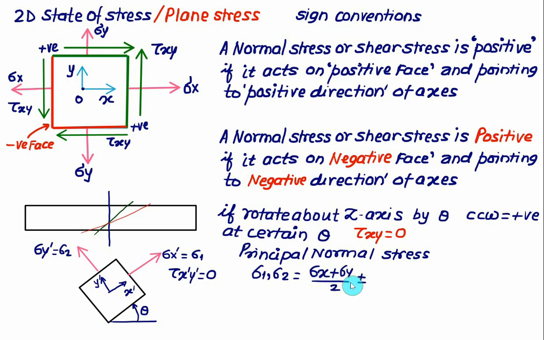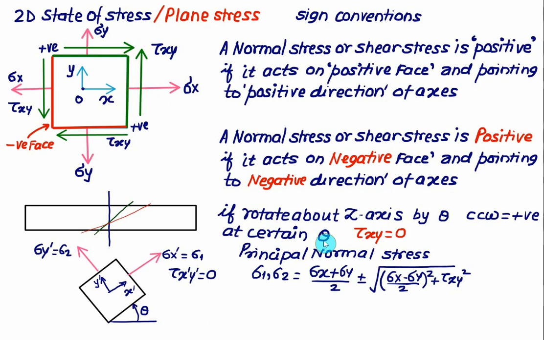You have to take the plus and minus sign. One value will give you sigma 1, the other value will give you sigma 2, under root of ((sigma x minus sigma y) divided by 2) whole square, plus tau xy square. So the values of sigma 1 and sigma 2 are the maximum and minimum. What we call these are the principal normal stresses.